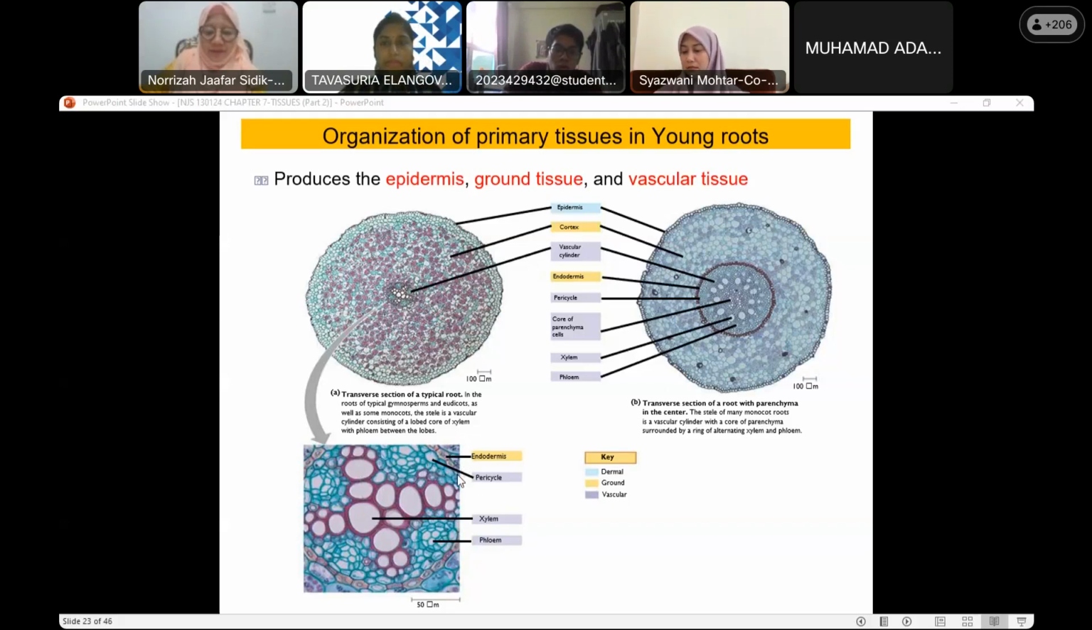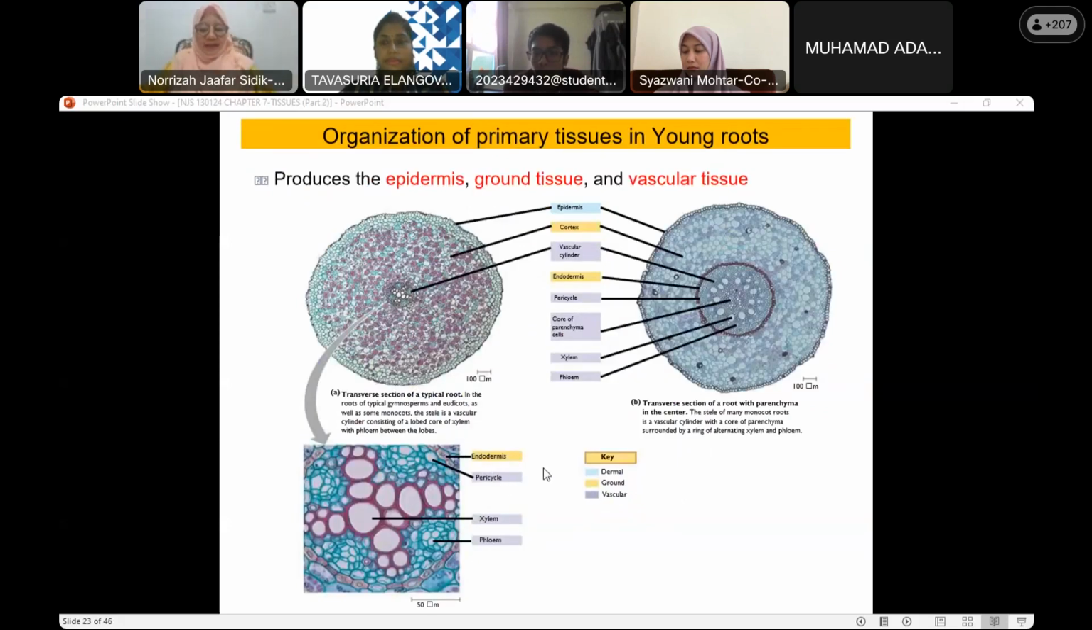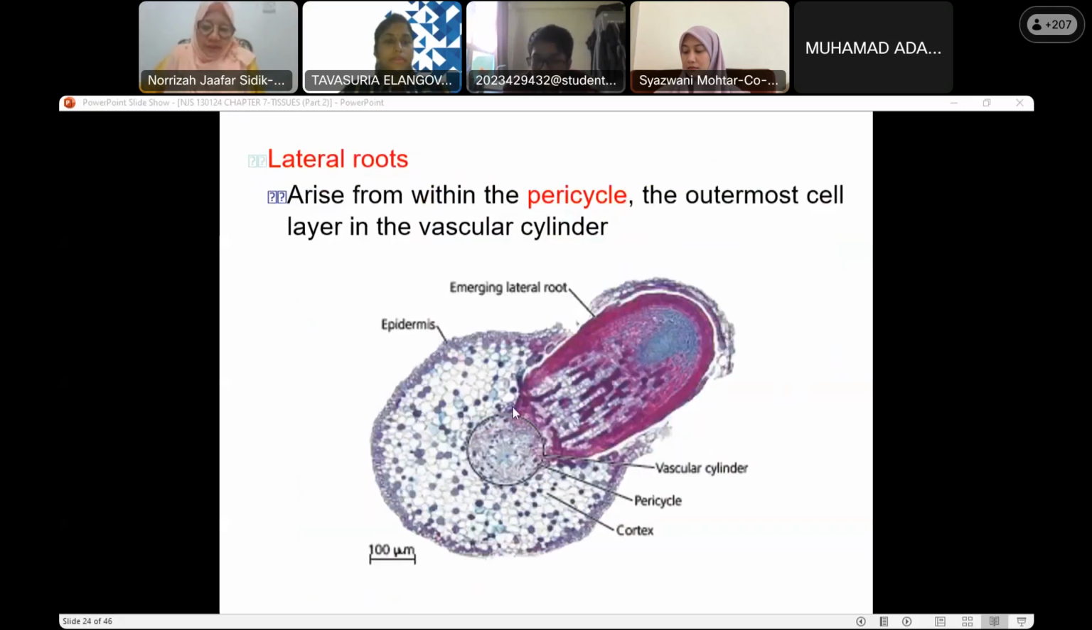So the pericycle is just beside the endodermis. From within the pericycle arise the emerging lateral roots. In the vascular cylinder, the lateral roots arise within the pericycle.